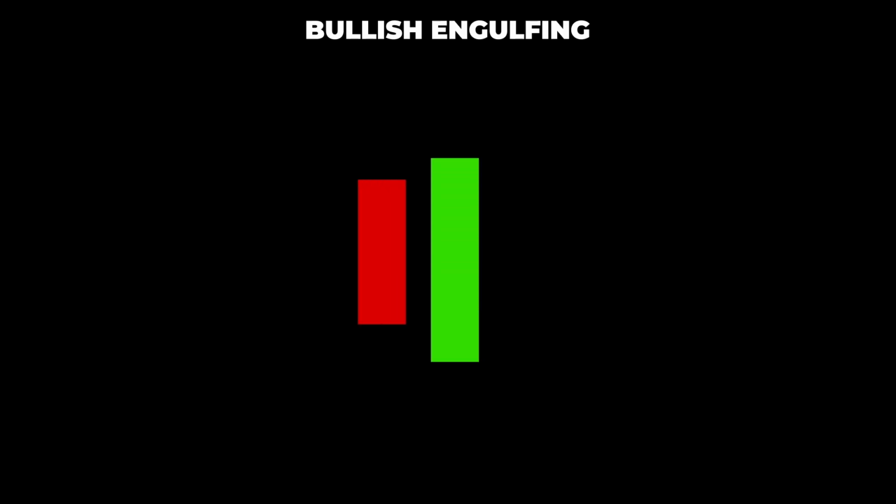Bullish engulfing. So the bullish engulfing candlestick pattern is two candlesticks formed after a downtrend, indicating that an uptrend is coming soon.